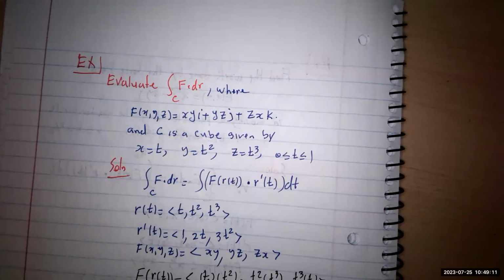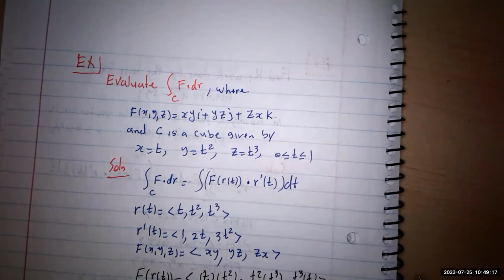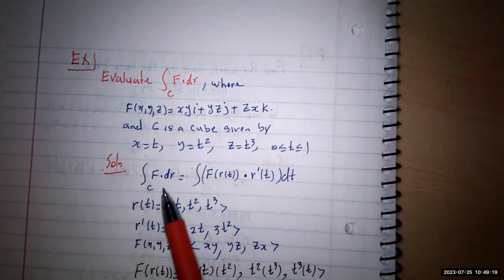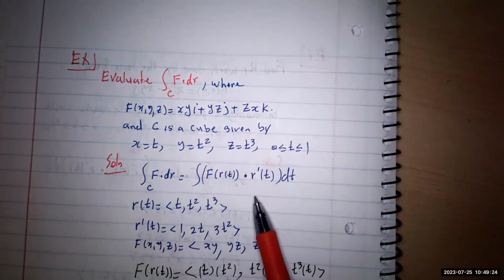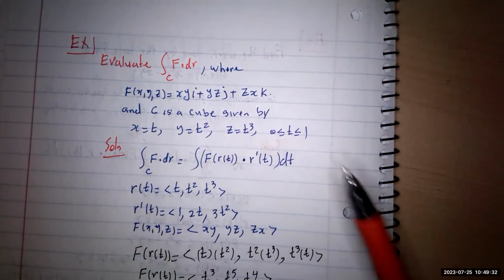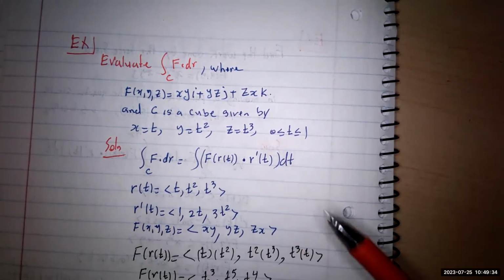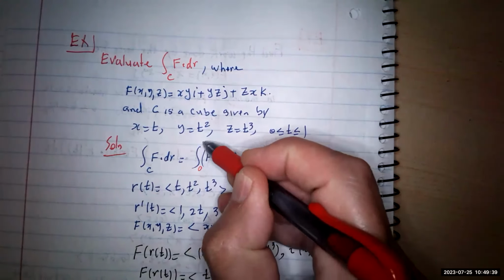In order to evaluate it, the way we did it, the formula is this one. r of t is the equation of the curve. So F dot dr, the equation of the curve would be given as a parametric equation. We change them together, and the result is going to be an integral. At the end, it's just a scalar valued integral and nothing to worry about to get these numbers.